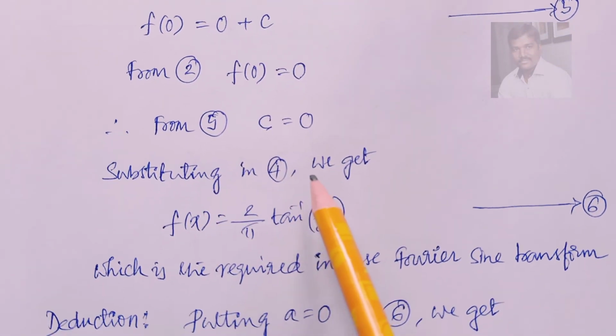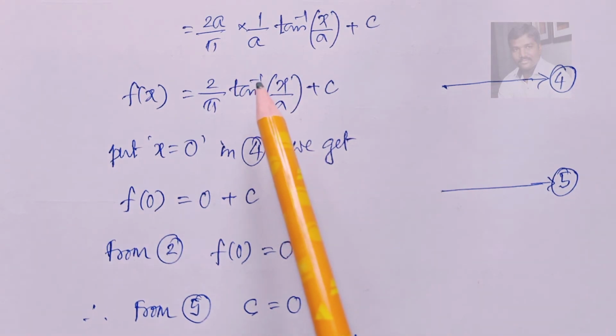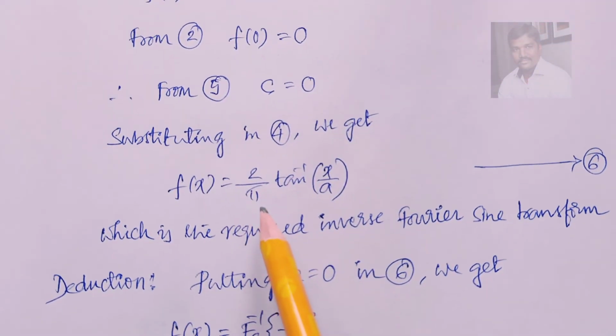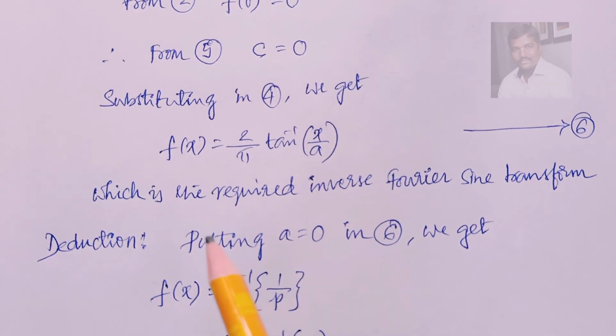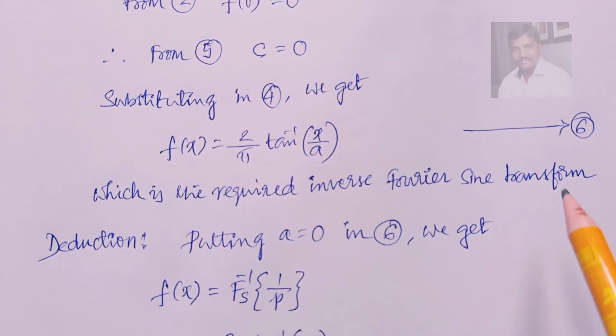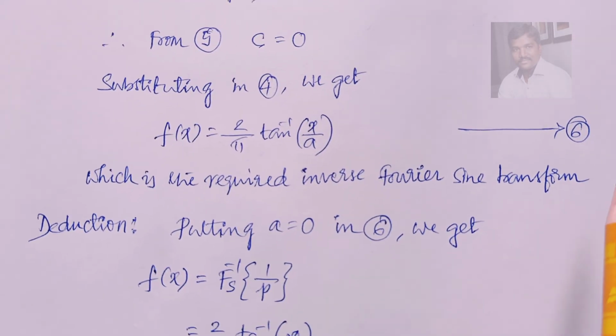Now substituting the c value in 4, therefore f of x is equal to 2 by pi tan inverse x by a, which is the required inverse Fourier sine transform.